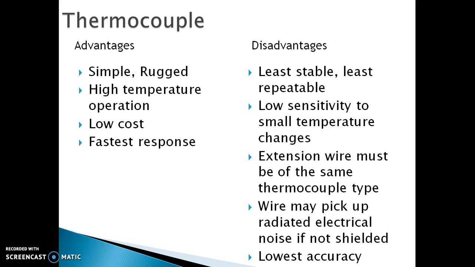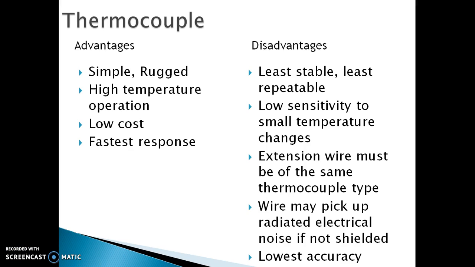There are, as usual, some disadvantages of thermocouple. The stability and the repeatability of thermocouple is much lesser compared to the other transducers. It has low sensitivity, meaning it cannot identify small changes in temperature. The next disadvantage is when we need to connect the thermocouple, if the temperature measurement area is pretty far from the instrumentation unit, the unit which calculates the temperature, then the wires should be of the same type. Then, since we have long wires connecting it, we would have more interference of noise. And the last disadvantage is, because of the above disadvantages, we have, compared to the RTD, a lower accuracy in the reading.